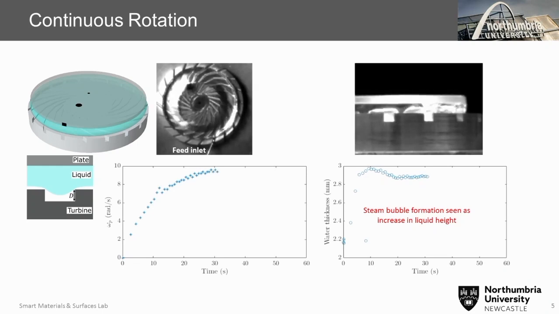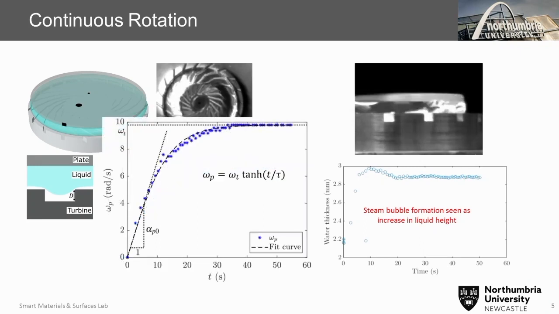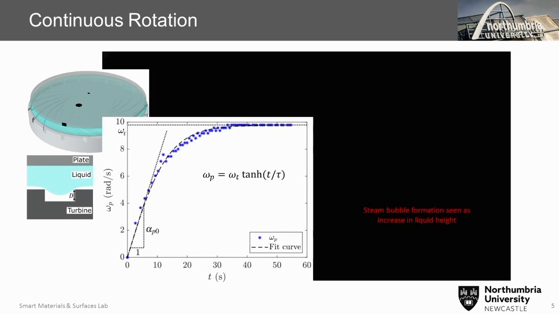On the speed side, we see that the speed increases and then stabilizes at a constant angular speed. That happens because the rotation is driven by the torque from the vapor flow, and is resisted by an inertial resistance because the liquid deforms over the grooves of the turbine. So analytically, we can get a tanh curve for the rotation of this disk, and we see that it fits very well with our experimental data.